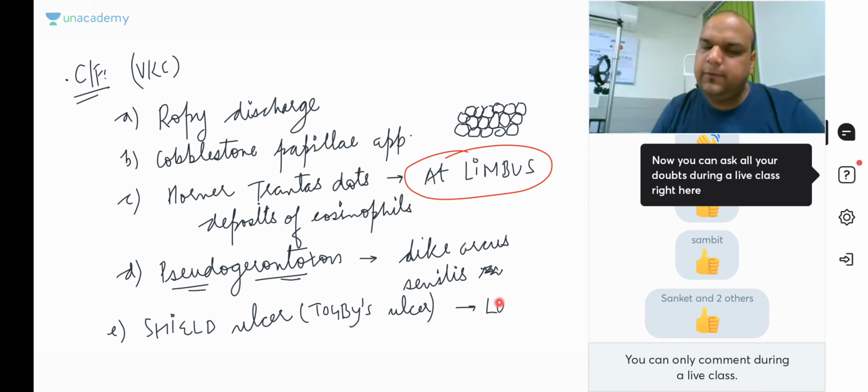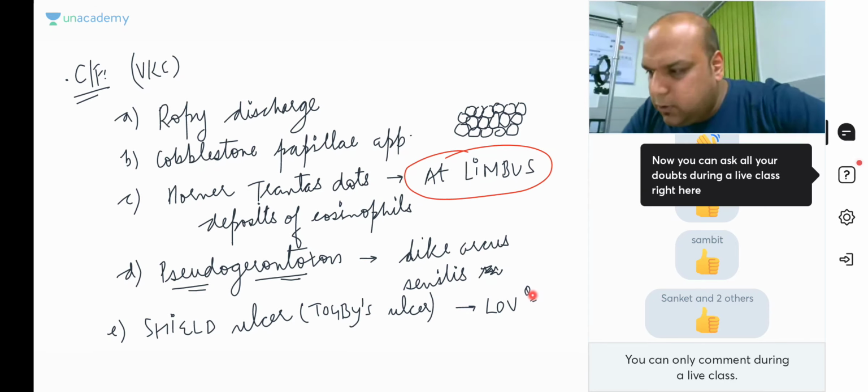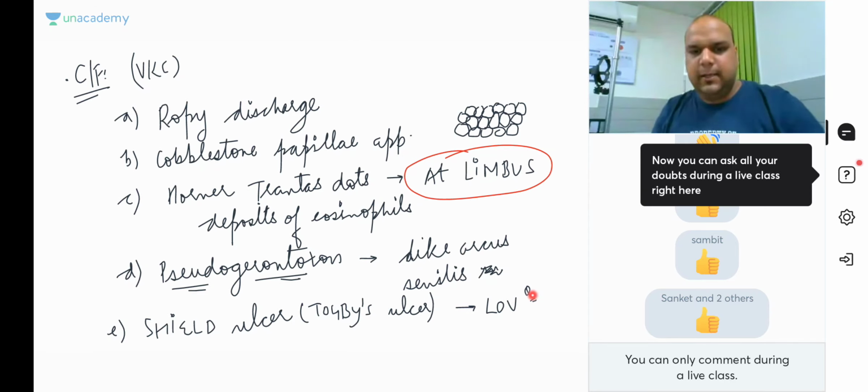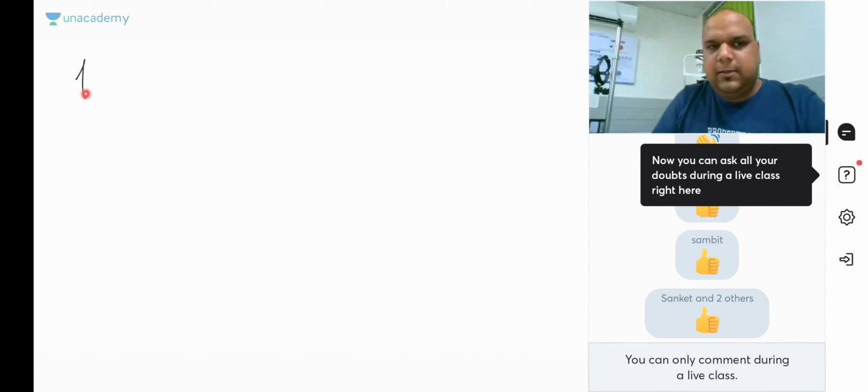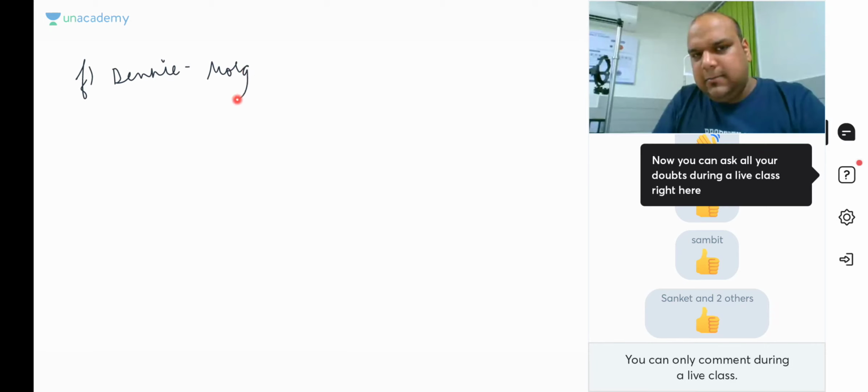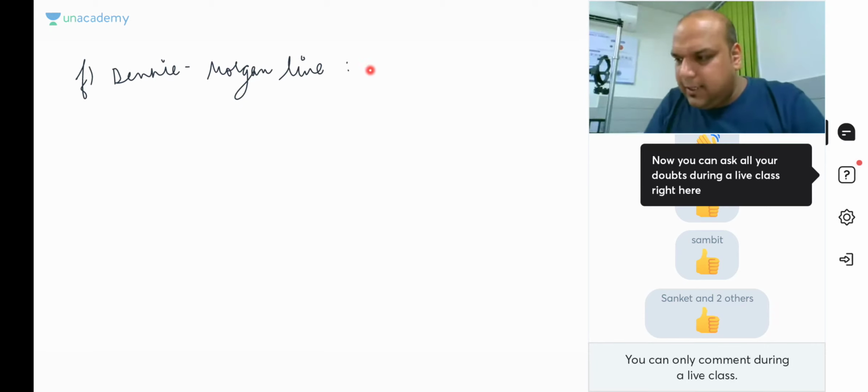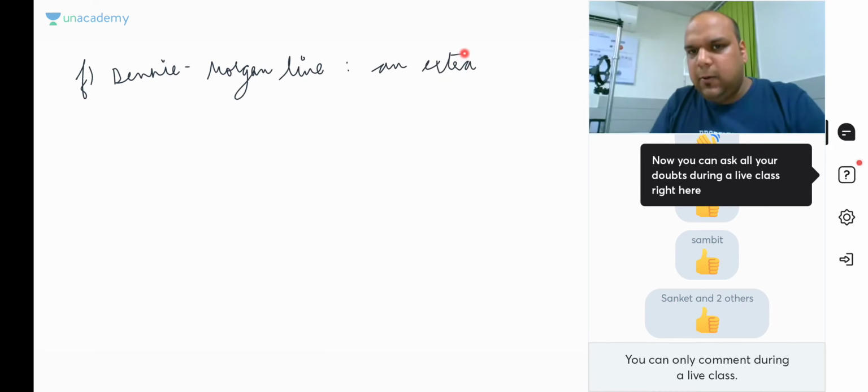This can lead to loss of vision. Okay, everybody, obviously there is an ulcer, so this can lead to loss of vision. Now, the other signs, everybody, I'll just move on. Another sign is called Dennie-Morgan line. Dennie-Morgan line is an extra lower lid crease.